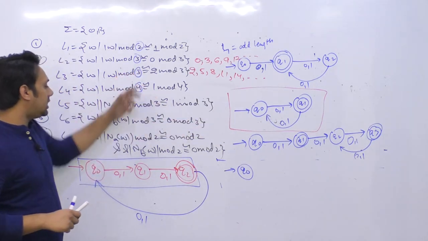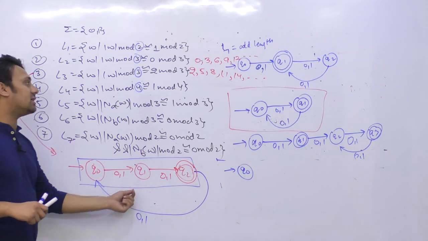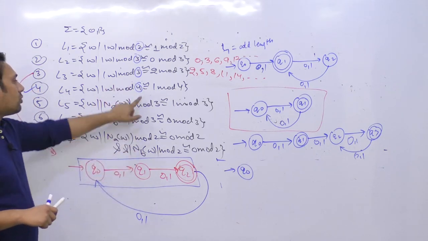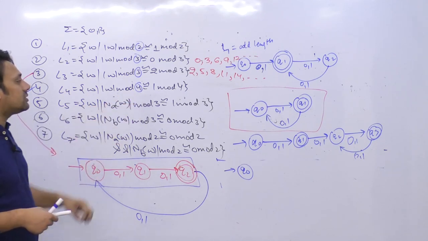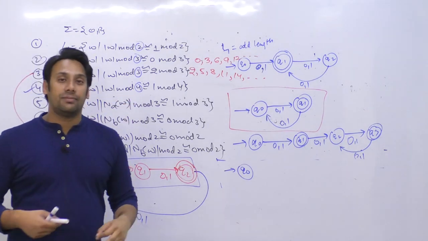If we have mod 3, in minimal finite automata, we are having 3 states. Mod 3, again 3 states. Mod 4 means we are going to have 4 states. And why are we going to have 4 states?